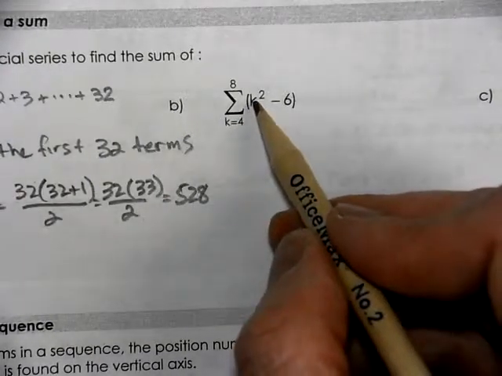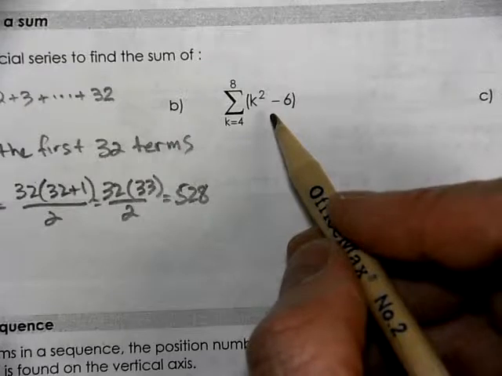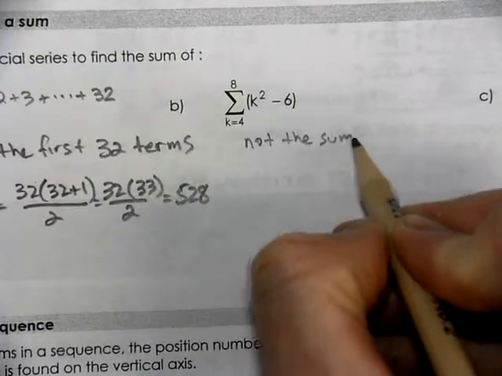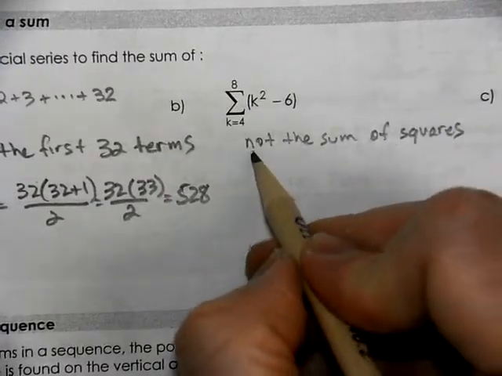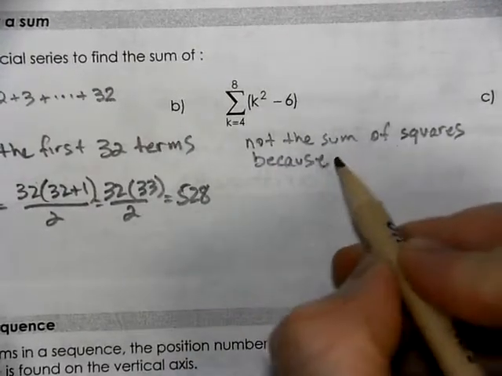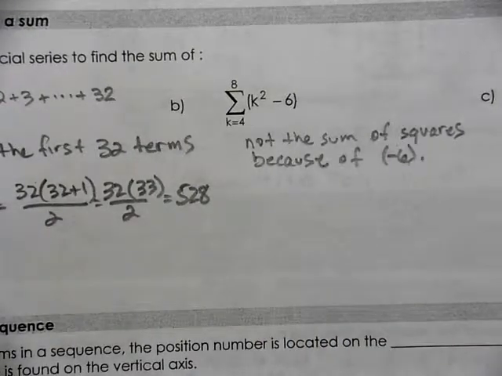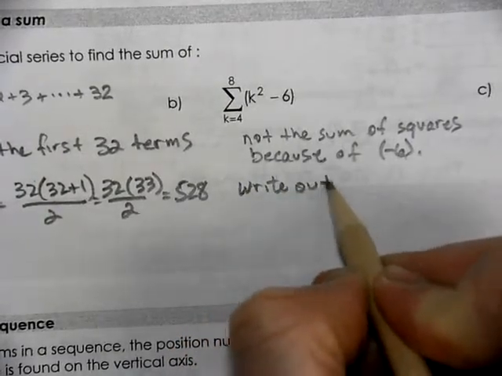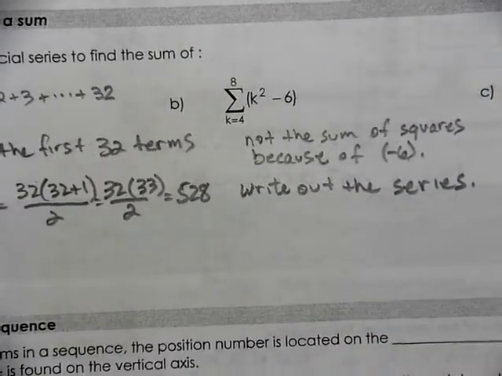Here, we're looking at a position squared, but then we're minusing 6. This is not the sum of squares because of the minus 6. Okay, so in this case we can't use one of those formulas. We're going to need to write it out. We're going to need to write out the series.